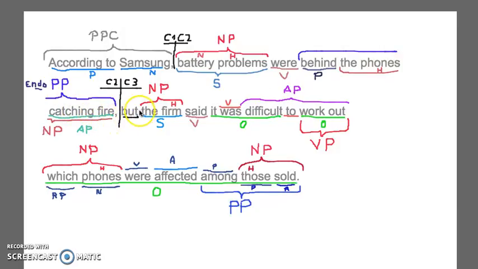Now, here we have the verb, and a noun phrase, the same case as here, the phones. There is the determiner, the central determiner, and firm is the head word. Said, the verb, simple past of the verb say. It was, the past of the verb to be, and the adjective phrase difficult to work out. This is an adjective of it.